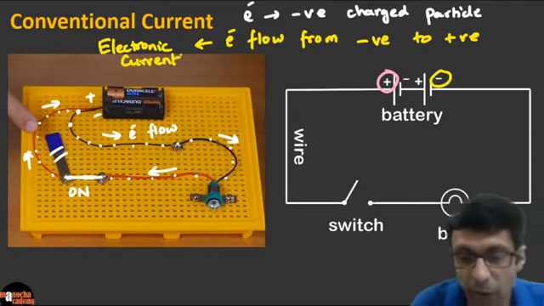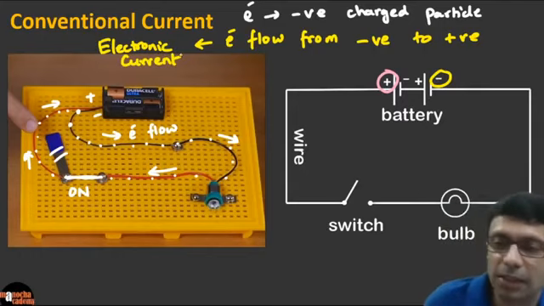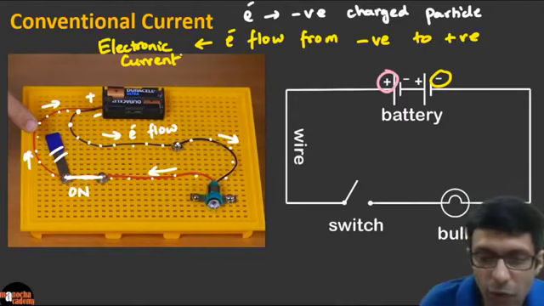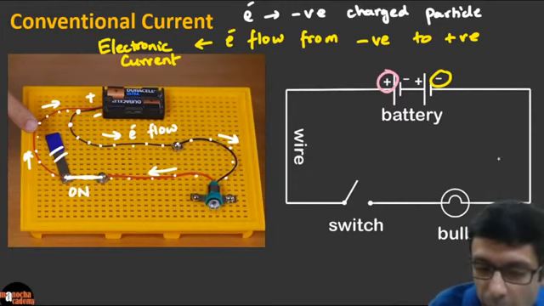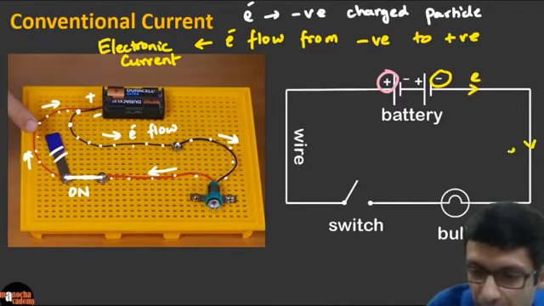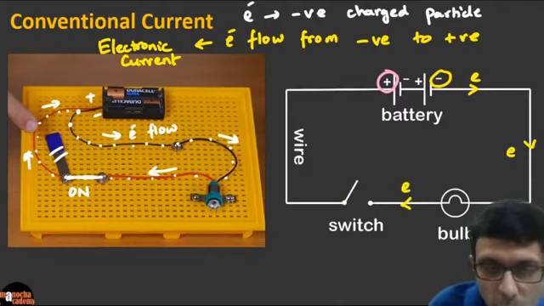Okay. So let's mark it in the circuit here, right? Let's mark our electronic current. What direction is it going to follow in the circuit? It's going to be this way, right? So the electrons are flowing from negative to positive. If I'm marking electron flow, please note, I'm writing the E over there, right? Electrons are going to flow from negative to positive, of course, when the switch is closed.